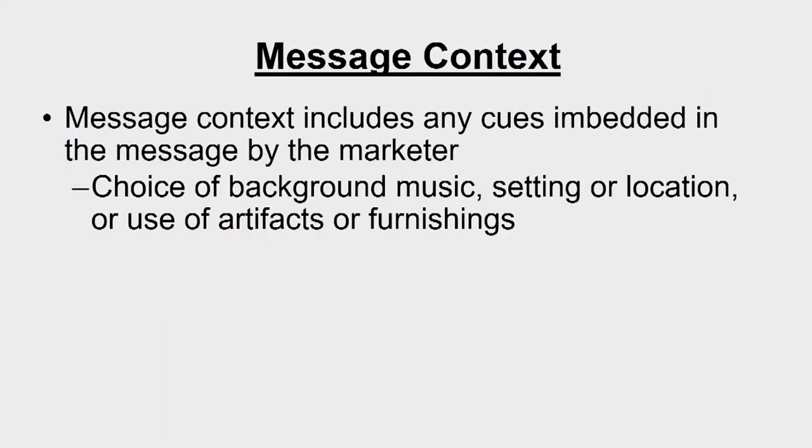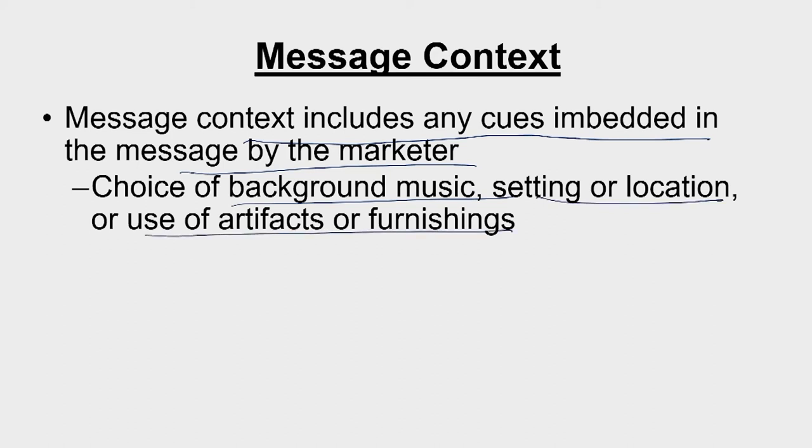Message context is another factor which affects the effectiveness of marketing communication. Message context includes any cues embedded into the message by the marketer. For example, background music, setting or location, and use of artifacts and furnishing. Music is another factor which is used by marketers for promoting their ad. Now, it has been known that music is only effective when people are not actually thinking of making a decision of buying the product. It works only when people are looking for making a positive attitude towards the product.